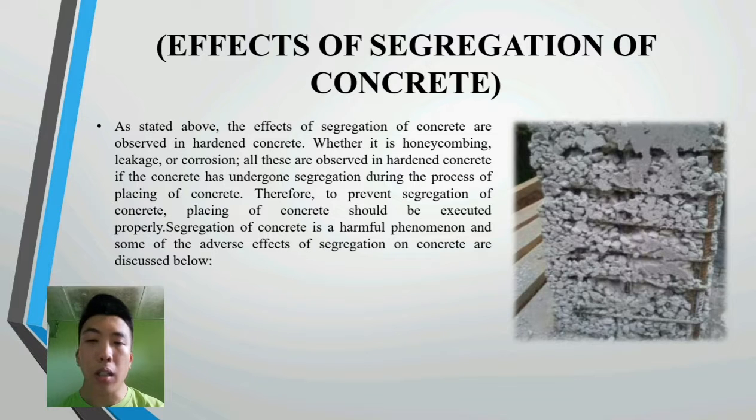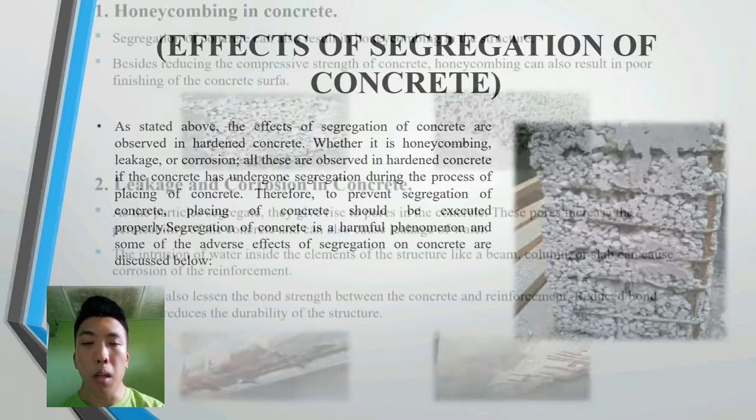As stated above, the effects of segregation of concrete are observed in hardened concrete. Whether it is honeycombing, leakage, or corrosion, all these are observed in hardened concrete if the concrete has undergone segregation during the process of placing of concrete. Therefore, to prevent segregation of concrete, placing of concrete should be executed properly. Segregation of concrete is a harmful phenomenon, and some of the adverse effects of segregation of concrete are discussed below.